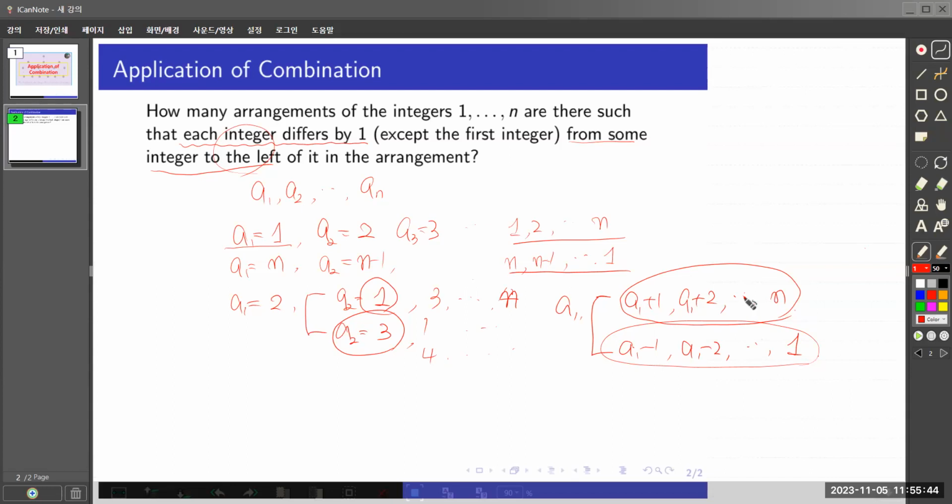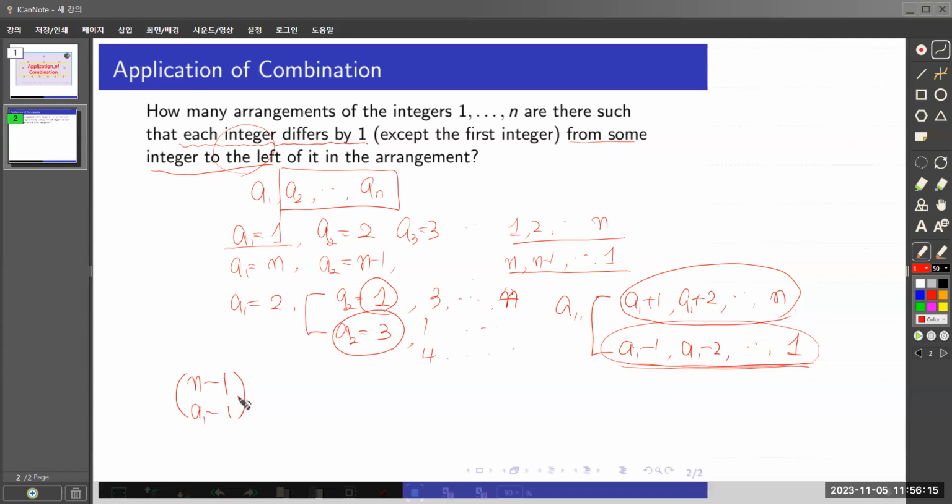So the number of such arrangements: that's just because for the remaining part, we have n minus 1 positions. So you just want to choose a sub 1 minus 1 positions for the decreasing sequence. That's why we have n minus 1 choose a sub 1 minus 1. But to get the total number of arrangements.